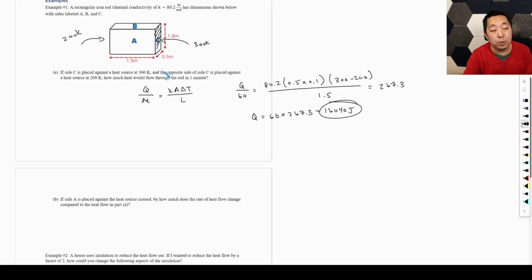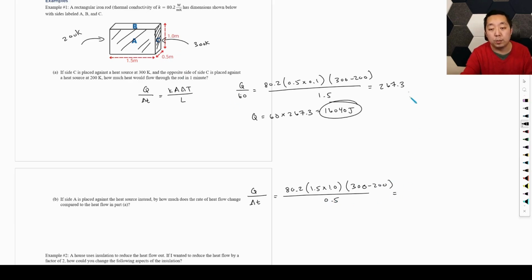If side A is placed against it, so now that we're putting it around here, how much does the rate of heat flow change compared to the heat flow in part A? So let's look at this. Q over delta t is going to be 80.2. What's the area of side A? It's going to be 1.5 times 1. And then the temperature difference is the same. But now the length is only 0.5, right?